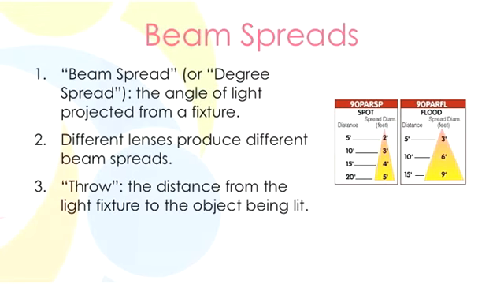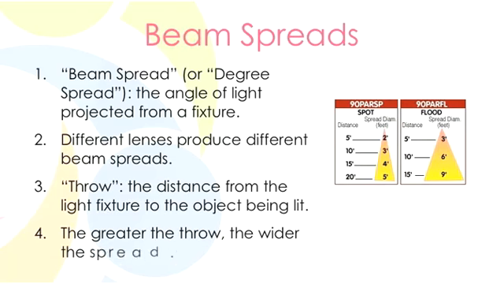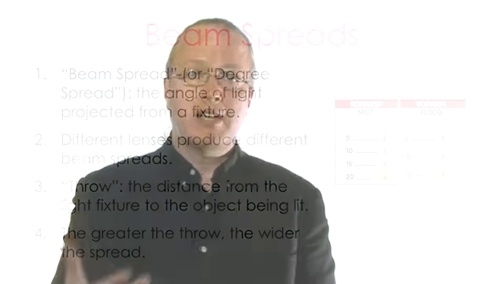Throw refers to the distance that the light is projecting. So if your light is 50 feet away, the throw is 50 feet from the lighting fixture to, let's say, the podium. The greater the throw, the further away the fixture is, the wider the area being lit, depending on what type of degree lens you get for your fixture.